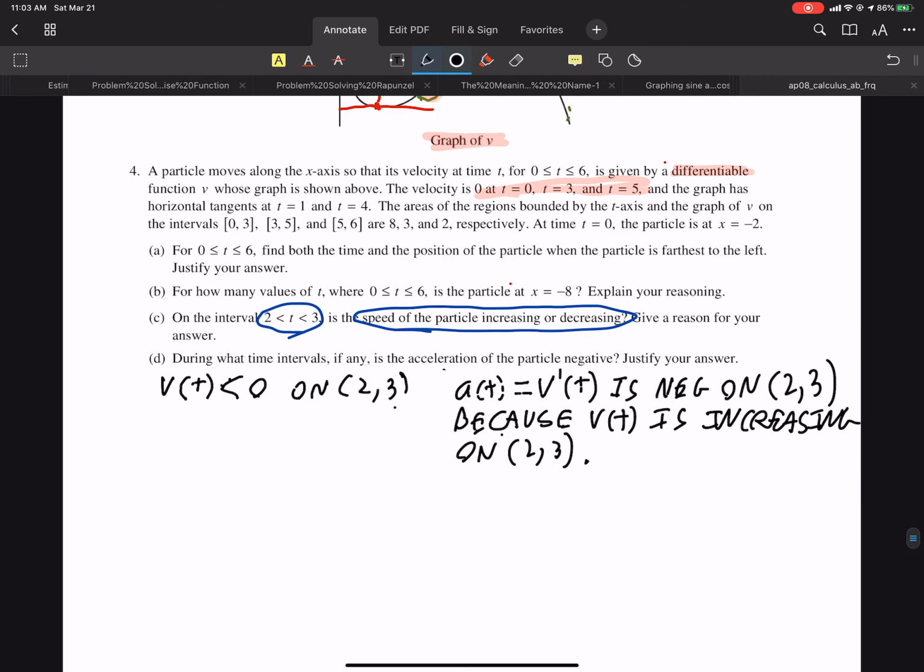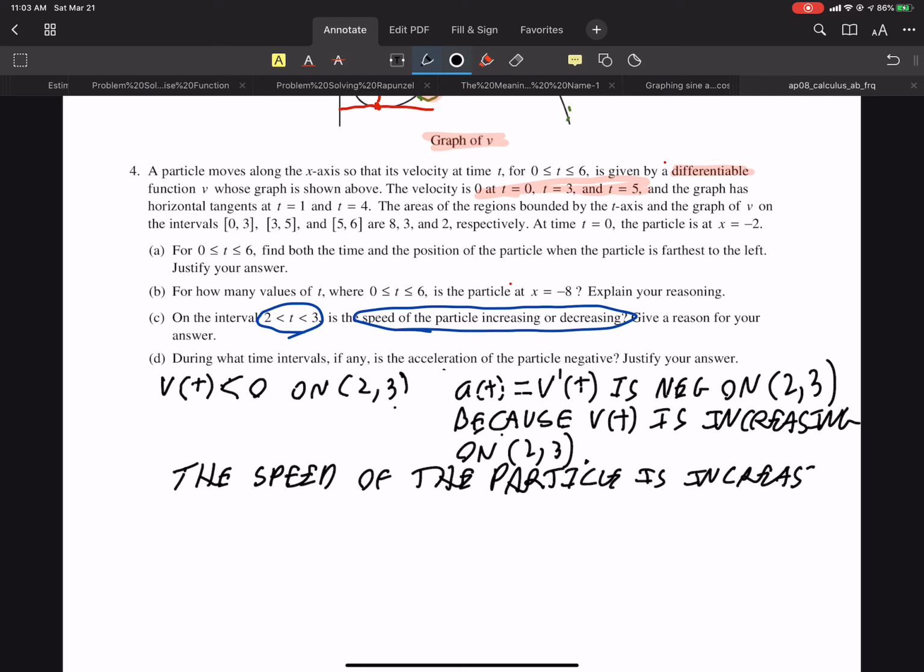All right, so we have the velocity is negative and acceleration is negative, and therefore we can conclude the speed of the particle is increasing.